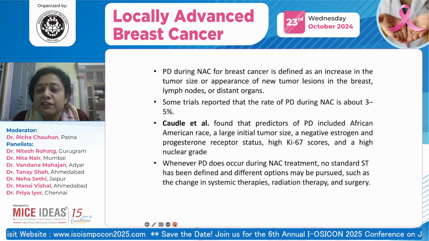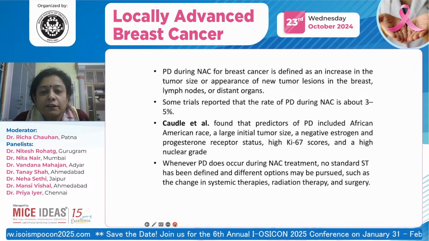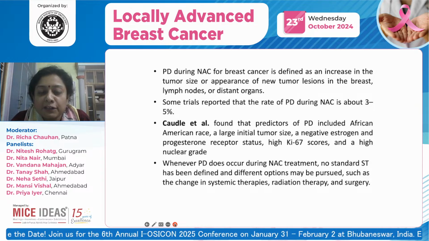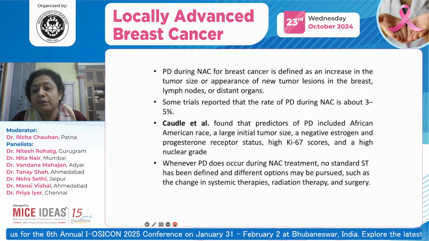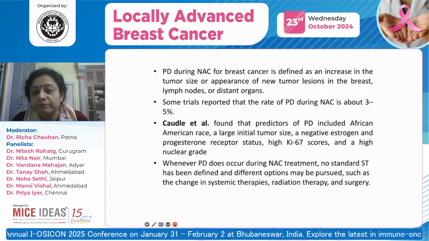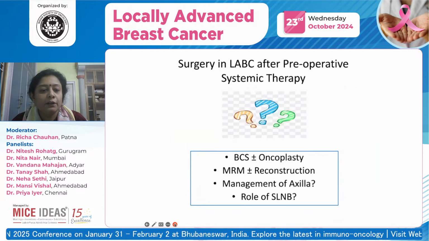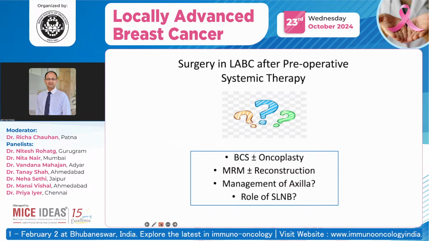And what do you do in case it's a progressive disease? I agree there is no standard treatment. So you can go for a change in systemic therapy, add pre-op radiation therapy, or go for surgery. Okay, so now coming to surgery. I think that question is based on biology. You can't make that one answer for everyone. You'll choose a different answer in a triple negative, a different answer in HER2, and certainly a different answer in ER positive.